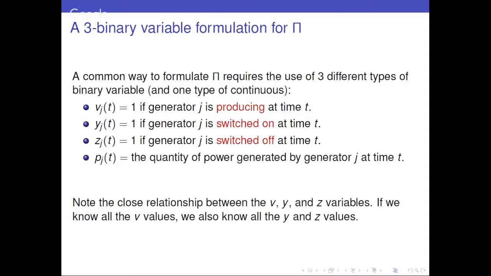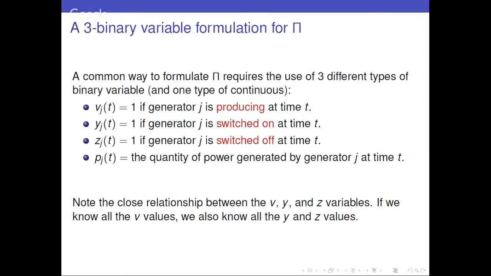We're going to need binary constraints, and let's start with defining those for the problem. The way this formulation works is that we're going to have for each generator 4 variables, 3 that are binary and 1 that's continuous. The continuous one is the actual amount of power generated, and we're going to assume that it can vary continuously within certain bounds. The binary variables are going to tell me at each time period for each generator if it's producing or not, if it has just been switched on this time period, and if it has just been switched off this time period.